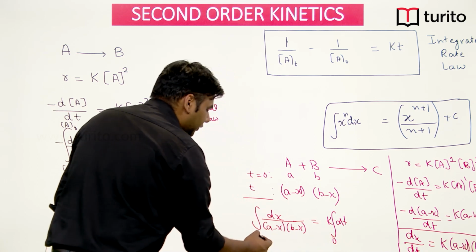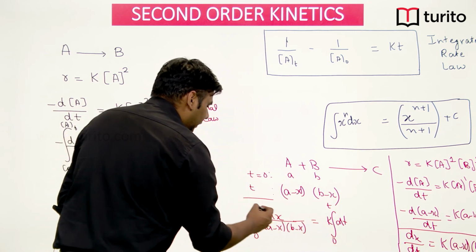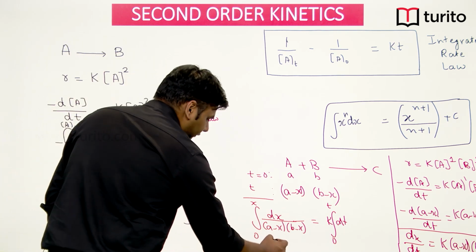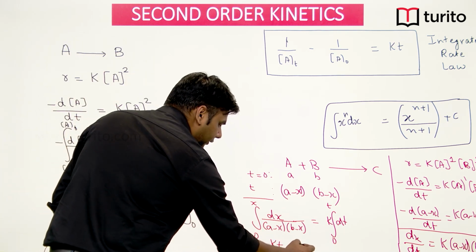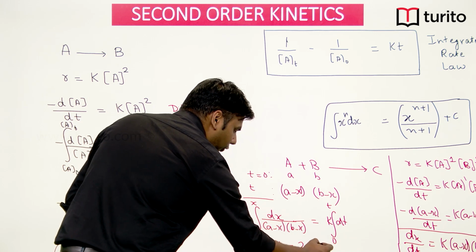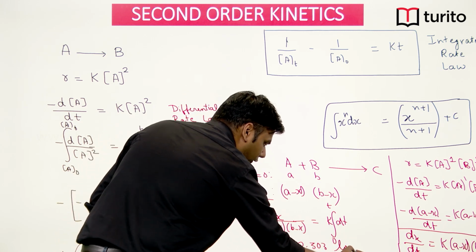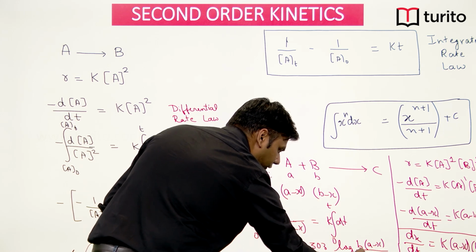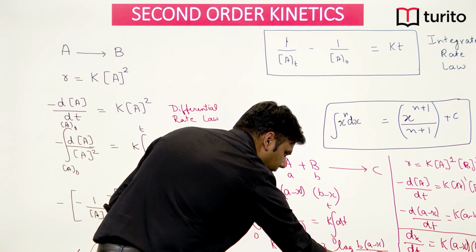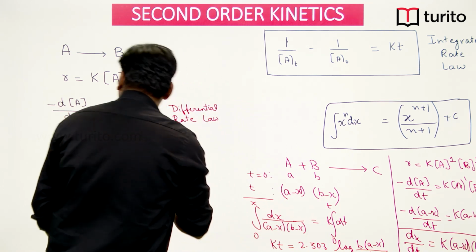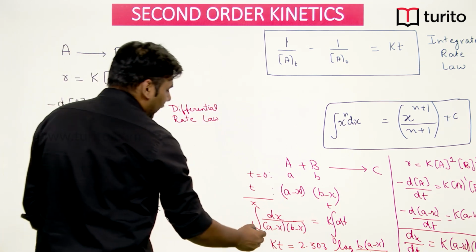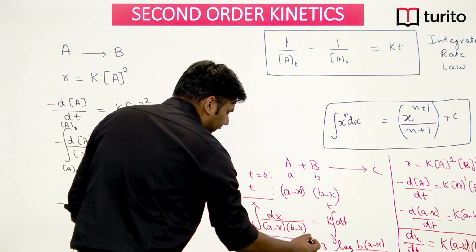At time t equals 0, the value of x is 0. After time t, it is x. So when you derive this, I think you can all do the integration. So we will get k t equals 2.303 log of b into (a minus x) upon a into (b minus x). So this would be the equation of a second order kinetics if there are two reactants involved.